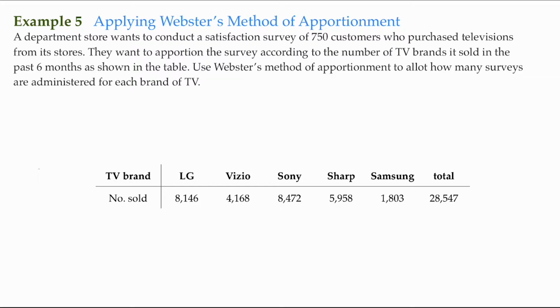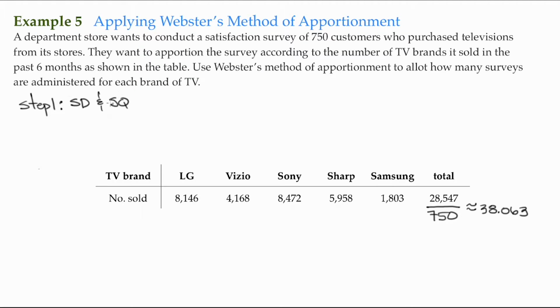So Webster has a 4 to 5 step process. So his first step, number 1, is determine a standard divisor and a standard quota, which is similar to both Hamilton's and Jefferson's method. So the standard divisor here, we have 750 customers. Those are the number of seats or the number of items. And we'll divide that into the population total here. So this comes out to be approximately 38.063.